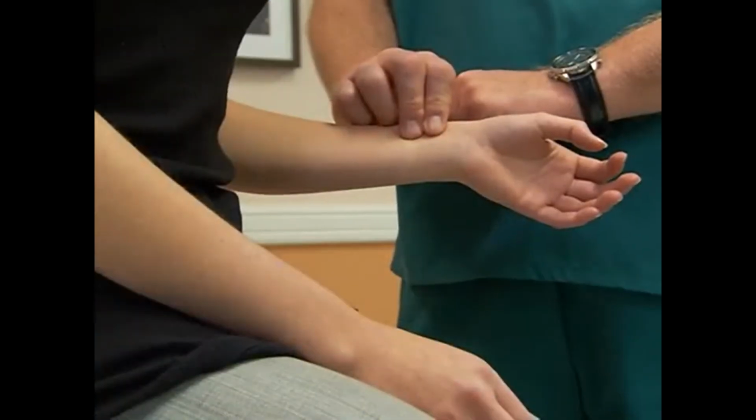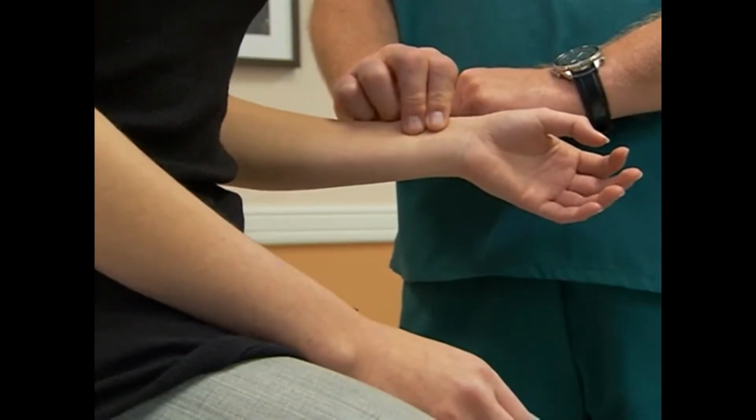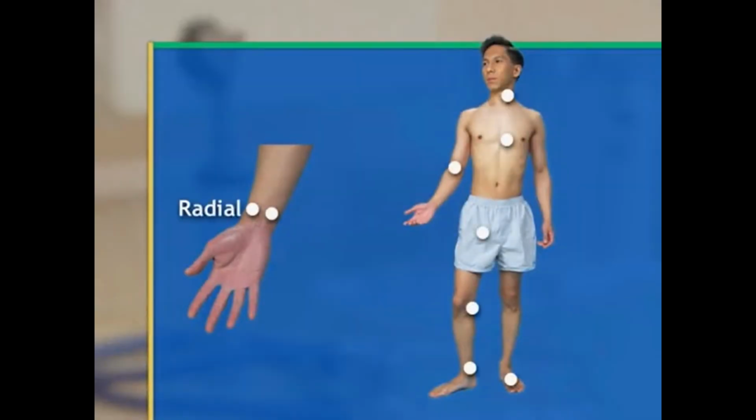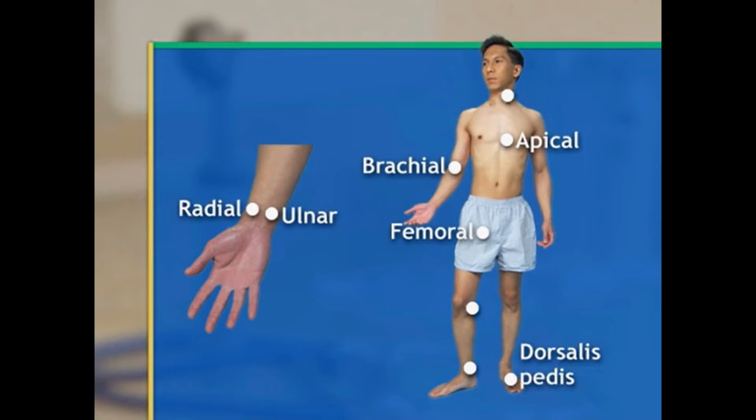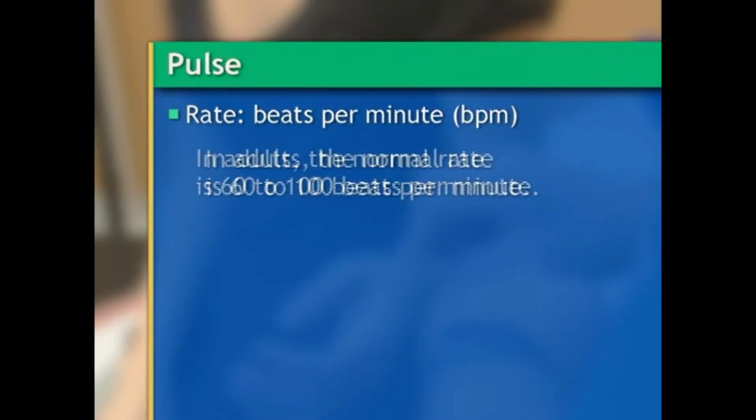Pulse is usually assessed by palpating the radial pulse point, one of 9 pulse points. Other pulse points include the ulnar, the brachial, the apical, the femoral, the dorsalis pedis, the posterior tibial, the popliteal, and the carotid. When palpating the pulse, note its rate, which is the number of beats per minute. In adults, the normal rate is 60 to 100 beats per minute.